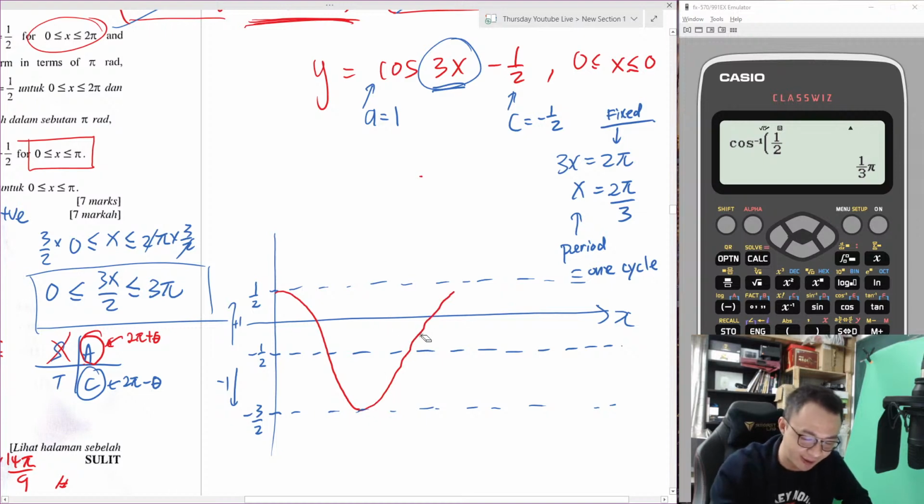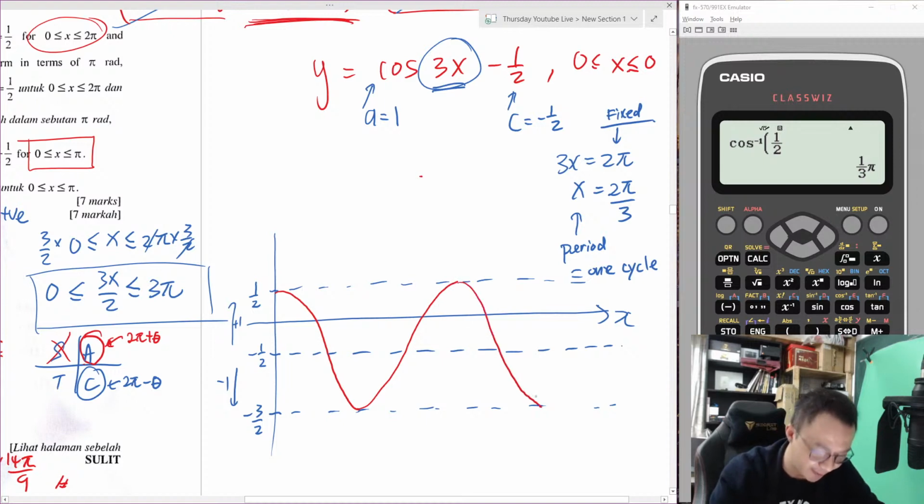Oh my god. Where's my x-axis? First cycle. Repeat another half cycle.